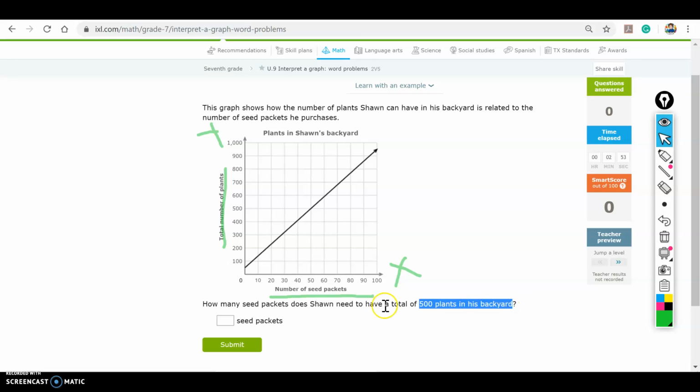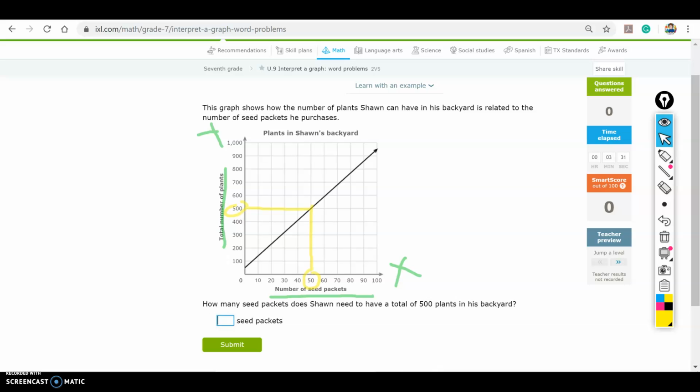Now if you think about it, where do you think you can find that number? On the number of seed packets or on the total number of plants? Yep, you're right. If you're thinking that it's on the total number of plants, that is correct, because the 500 is right here. So I will draw an imaginary line that goes from that 500 all the way to the line given on the graph, and I will find the other coordinate from that point. I know that one coordinate is 500, but the other coordinate would be 50, which means he will need a total of 50 seed packets.